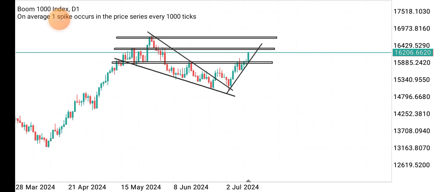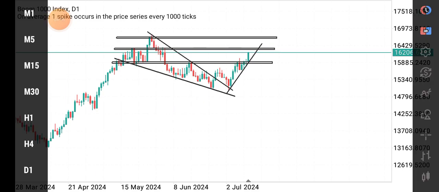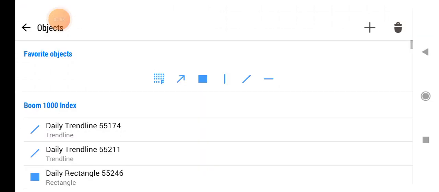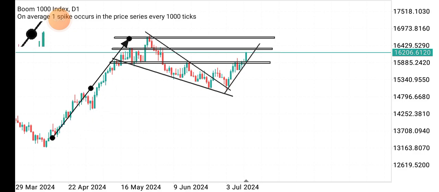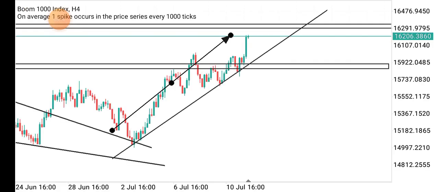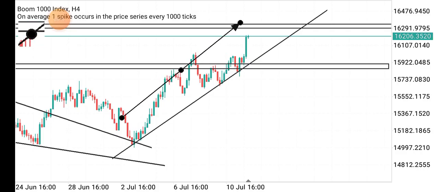This high here on the daily time frame is the target, and the market will most likely get to this spot, guys. Also, there's a chance the market can break above this zone. Let me go to a lower time frame. There's a chance the market can break above this zone.